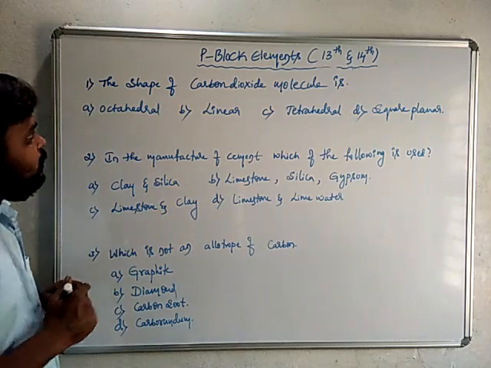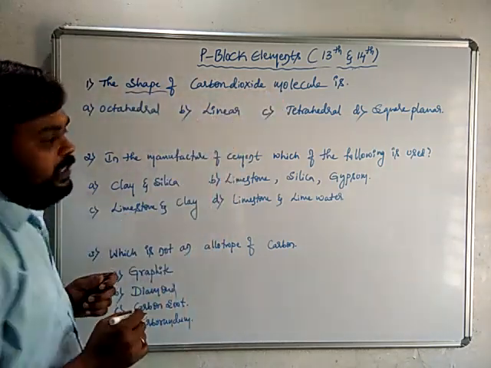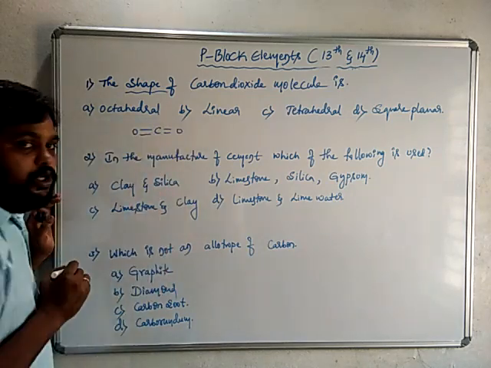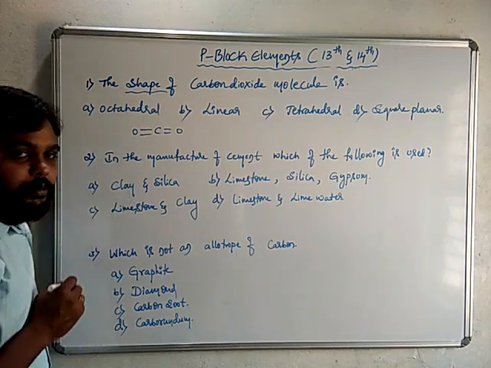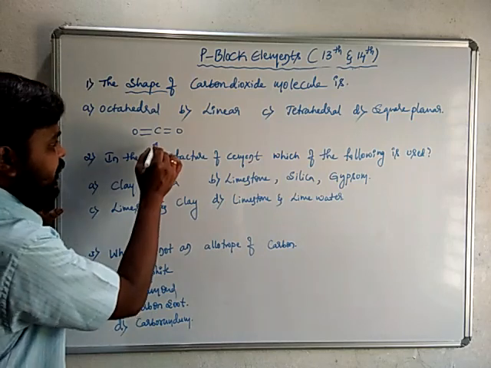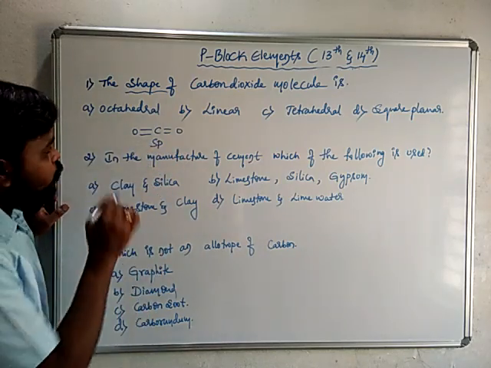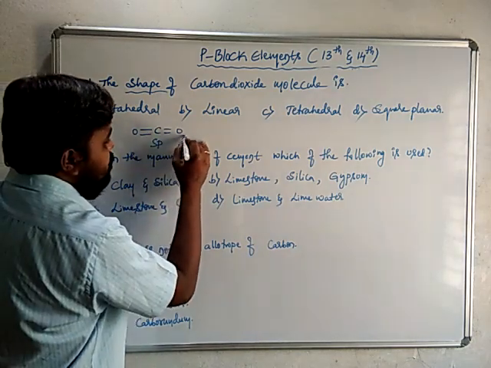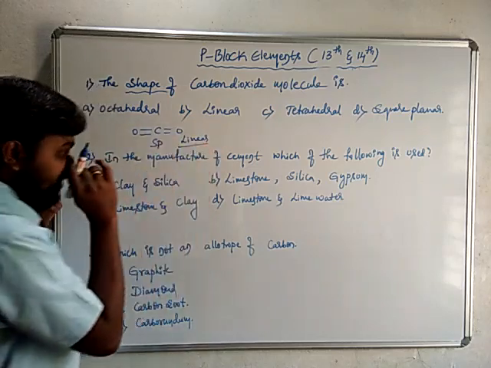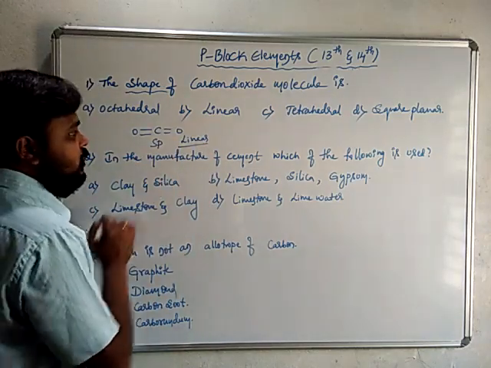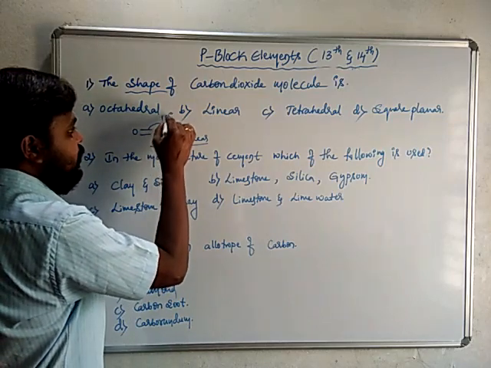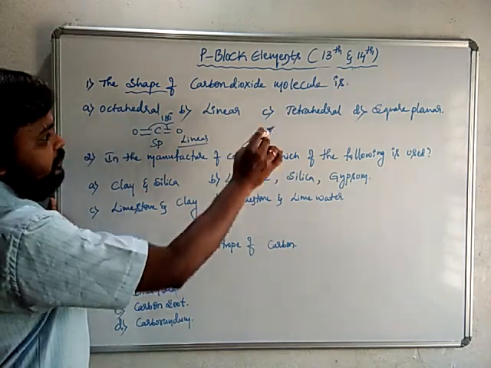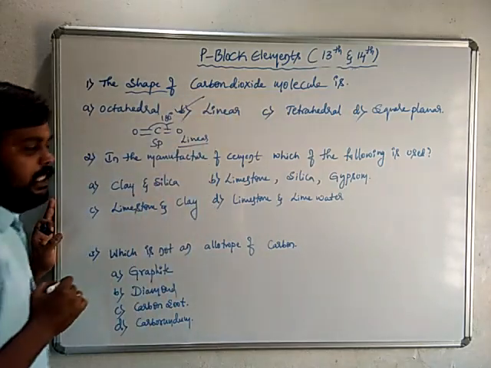The first question here is: the shape of carbon dioxide molecule is. Carbon dioxide, O double bond C double bond O. I told you in the chemical bonding chapter, this carbon dioxide is a molecule which undergoes sp hybridization, containing two sigma bonds and two pi bonds. The shape of this carbon dioxide molecule is linear. Any molecule undergoing sp hybridization is linear with bond angle 180 degrees. So the shape of carbon dioxide molecule is linear. Hence in the given options, the right answer is option B, linear.